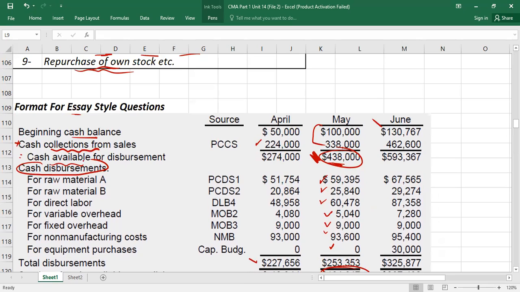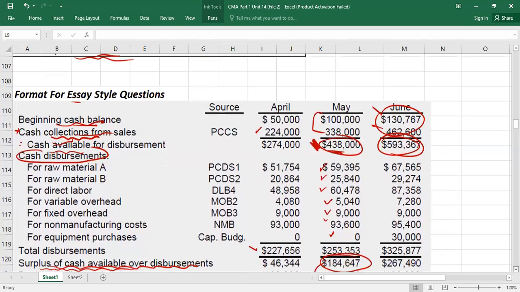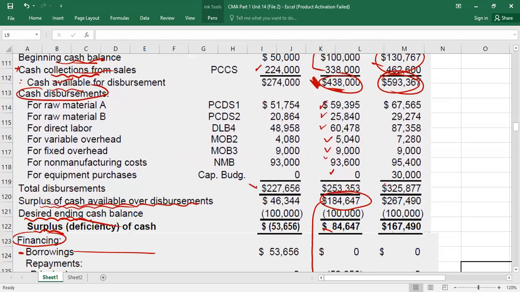Again, you will write, this is the beginning, then you will write cash collection for that month. So this is now called cash available for disbursements. For example, these are the disbursements. Total of disbursements are 325,000. I'll take this value, deduct this value. This is also again called surplus of cash available over disbursement. For example, again, I want to keep 100,000 as a minimum ending balance with me. So I'll take the difference of these two. This is the final surplus.